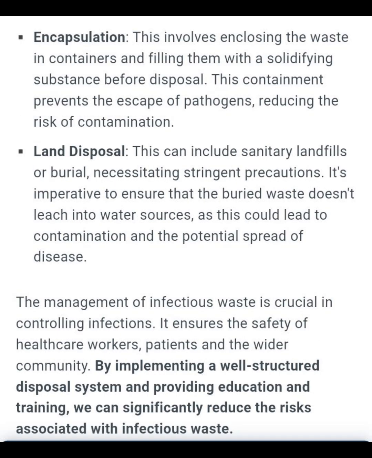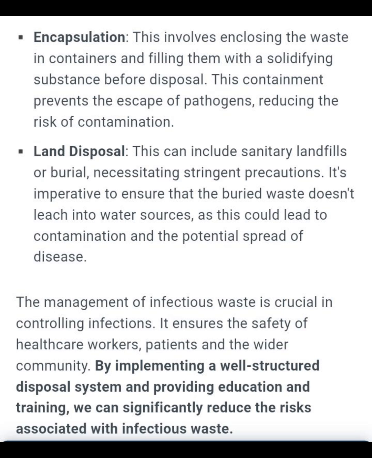4. Encapsulation. This involves enclosing the waste in containers and filling them with a solidifying substance before disposal. This containment prevents the escape of pathogens, thereby reducing the risk of contamination. 5. Land disposal. This can include sanitary landfills or burial, necessitating stringent precautions. It's imperative to ensure that the buried waste doesn't leach into water sources, as this could lead to contamination and the potential spread of disease.